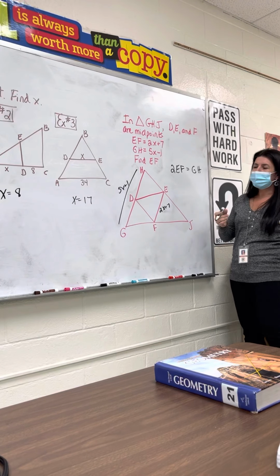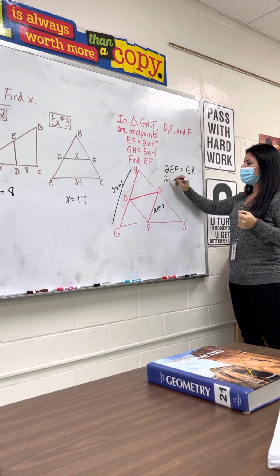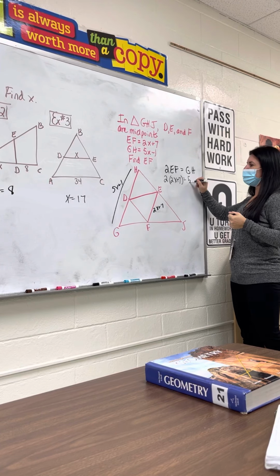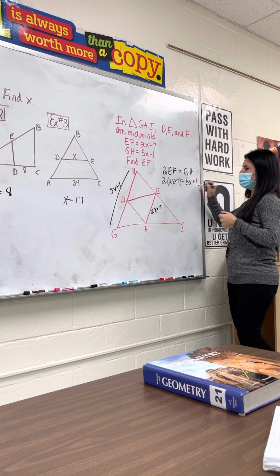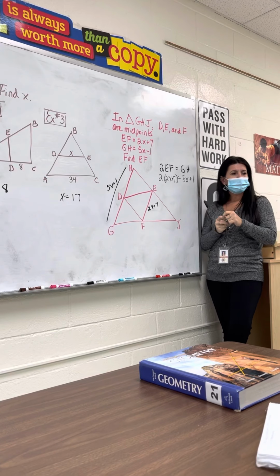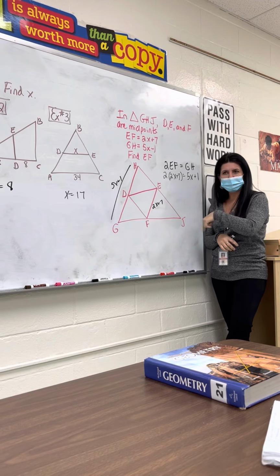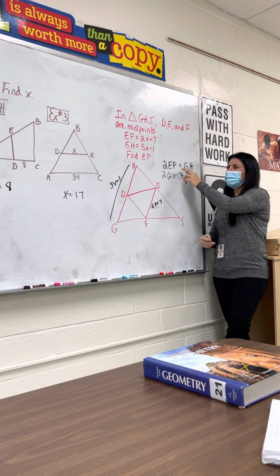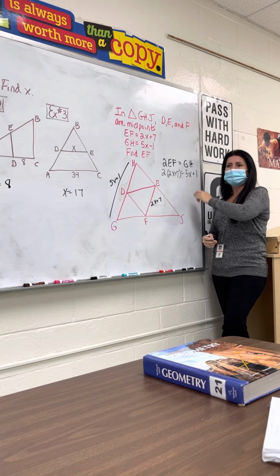So now let's plug in what we know. 2 EFs is equal to a GH. So things that I've always told you guys are still going to be helpful. Mark up your diagram. If they don't give you a diagram, draw one. And always start with the basic before you start plugging things in.